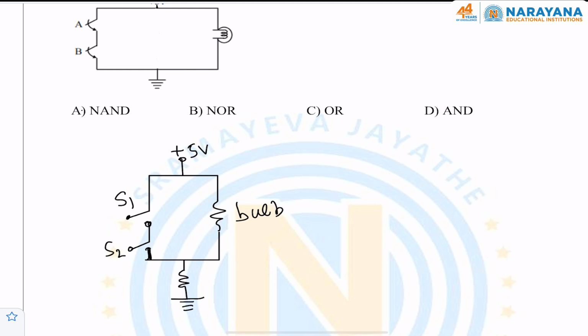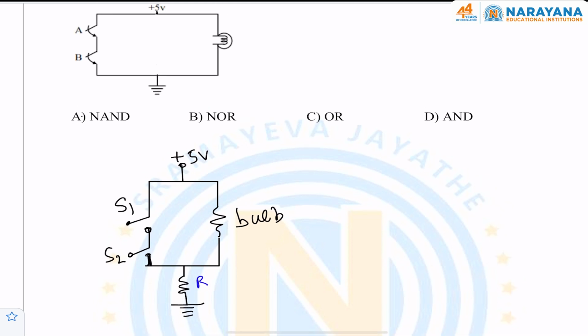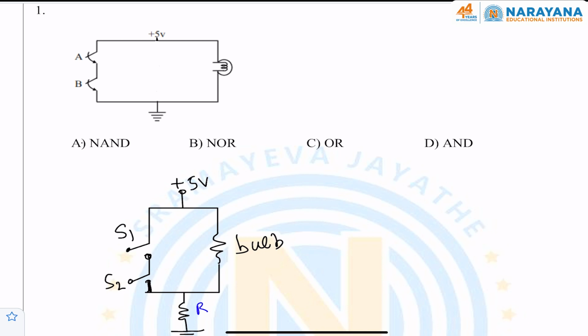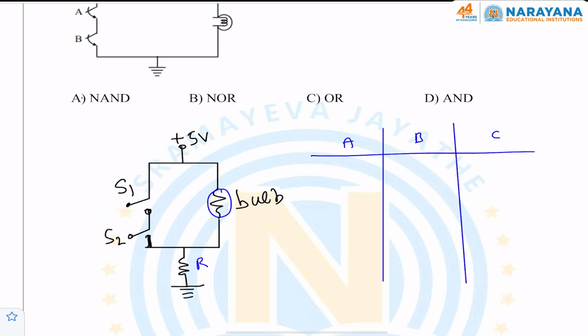Here a 5-volt battery is connected. Here some resistor R is there. It is missing in this. Actually, these questions are based on the memory of the students, so there may be some mistake. So here it is having a bulb. We can assume S1 as A, S2 as B, and C is the bulb. When current is flowing through the bulb, it is to be taken as 1.